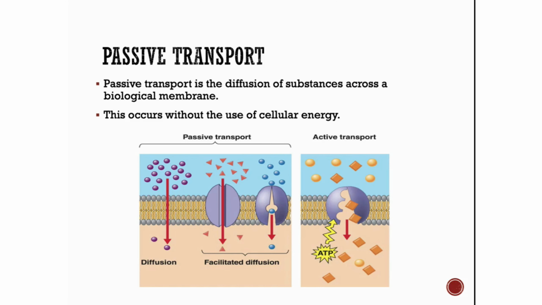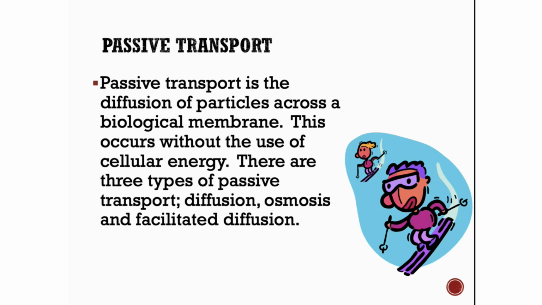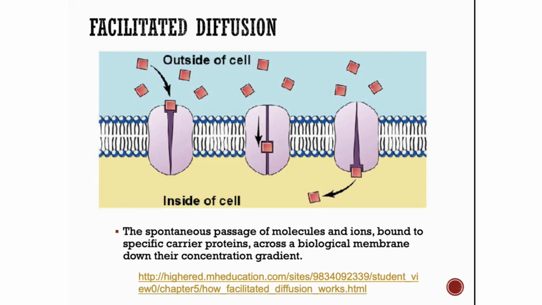So passive transport is the diffusion of substances across a biological membrane. This occurs without the use of cellular energy. There are three types of passive transport: diffusion, osmosis, and facilitated diffusion. We learned diffusion and osmosis. Today we're going to learn facilitated diffusion.